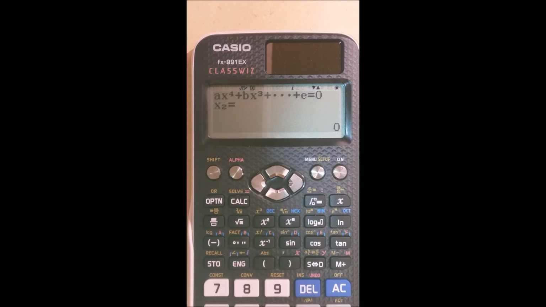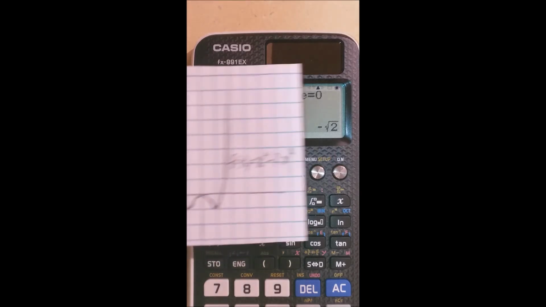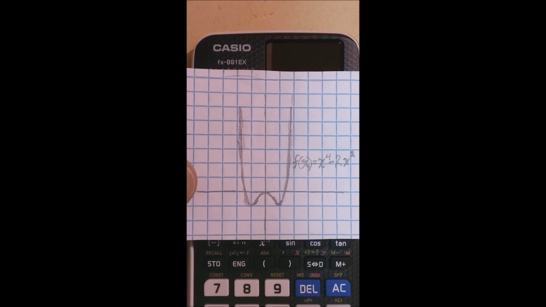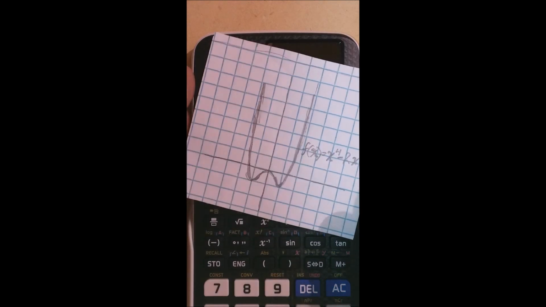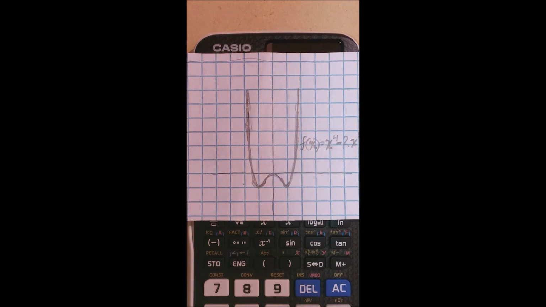x2 would be 0, and x3 is negative square root of 2, or negative 1.4. And this is what it looks like. Okay, if it's a positive x to the fourth, of course, it's going to look like a w. And if it's a negative, it'd look like an m. And those are the 3 points where it equals 0. You've got one right here at the square root of 2. I tried to make it pretty close to 1.414.